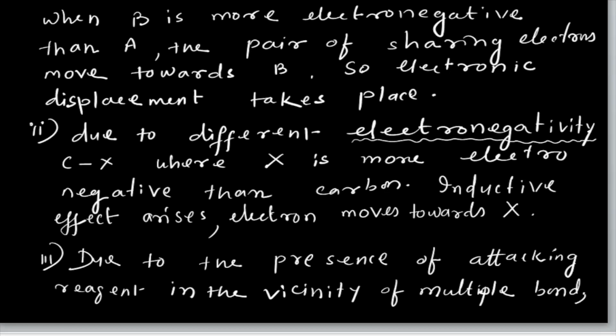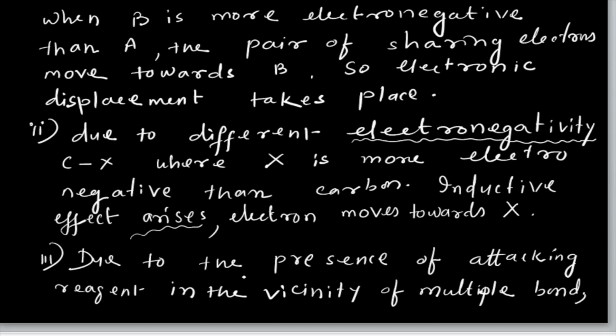So here in C-X, see, X is more electronegative, maybe a halogen, and X is more electronegative than carbon, so inductive effect arises and the electron moves towards X. And what does that mean? Inductive effect is a type of permanent effect.